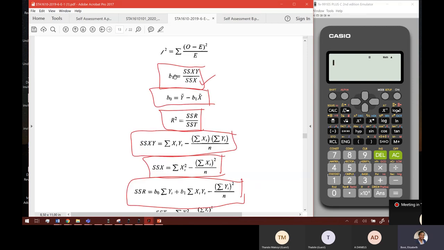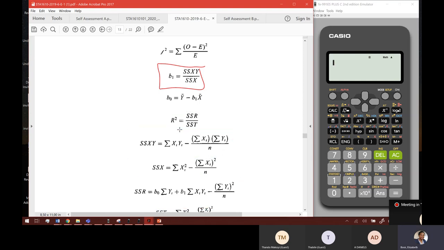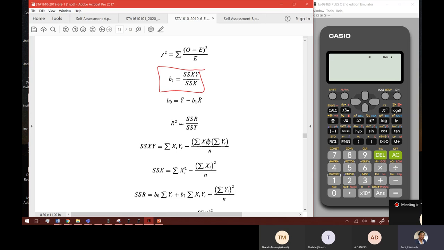The slope is B1, and it's calculated by using all these complex formulas that are here. I need to remove all these other things. So that is the slope, B1. It's calculated by using the sum of squares of X and Y, which is this formula here at the bottom, divided by the sum of squares of X, which is that formula there at the bottom. So we're going to be using those two formulas.